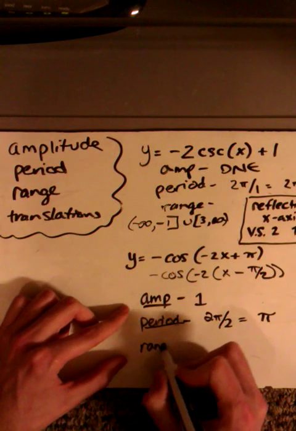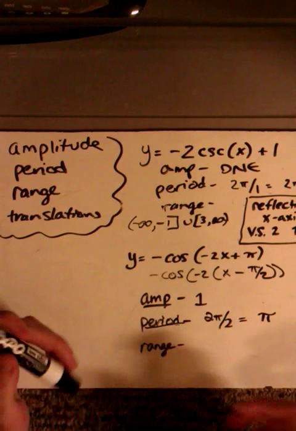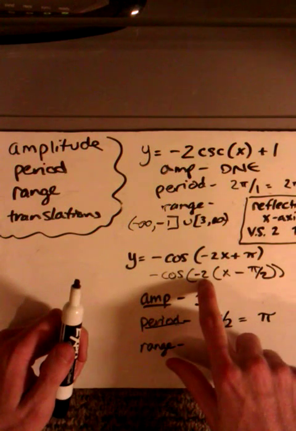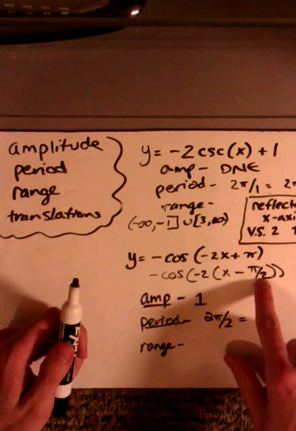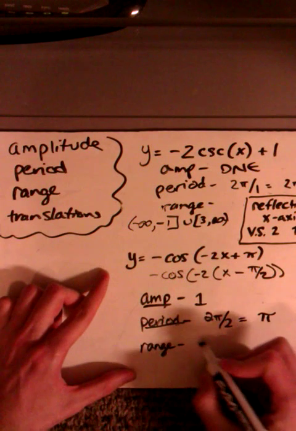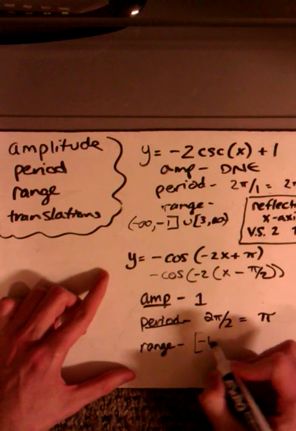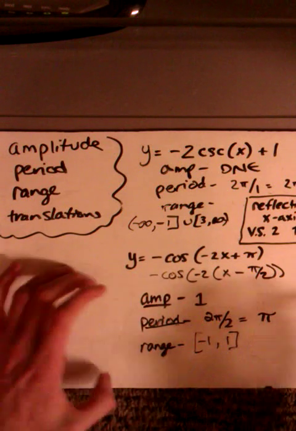Alright. The range: well, we haven't done anything to this graph vertically. We've got horizontal compression and a horizontal shift, but we haven't stretched it vertically or moved it up and down. So the range hasn't changed from what it normally is. It normally goes between negative 1 and positive 1, and it's still going to do just that.